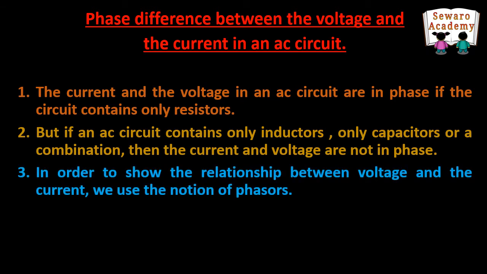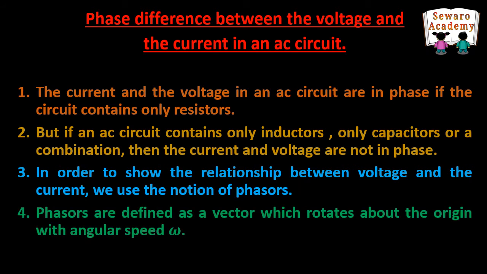So in order to show the relationship between voltage and current, we use the notion of phasors. These phasors are nothing but a vector which rotates about the origin with angular speed omega. In this video, we will draw the phasor diagram which shows the relationship between voltage and current for a circuit containing resistors only, for a circuit containing inductors only, and for a circuit containing capacitors only, one by one.